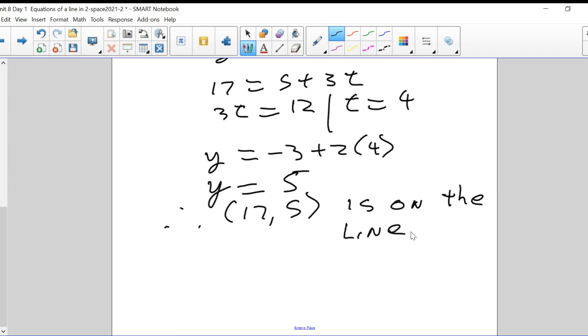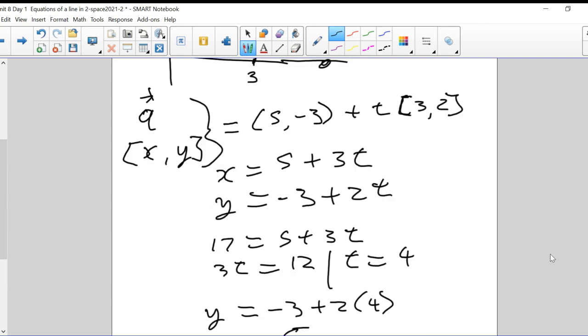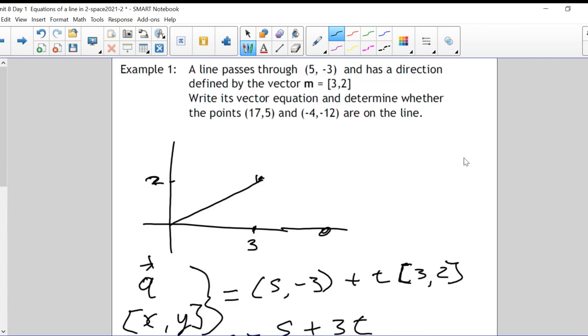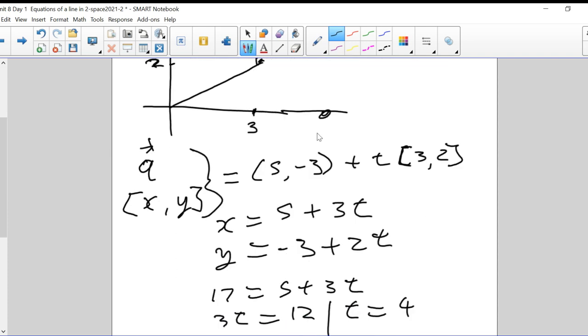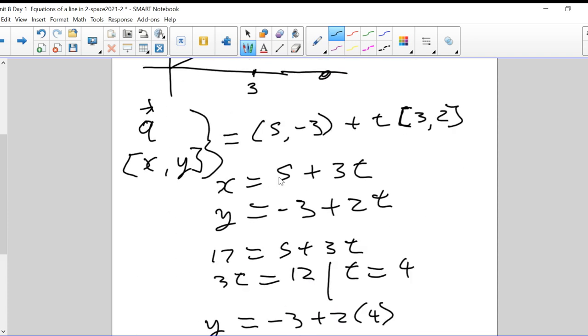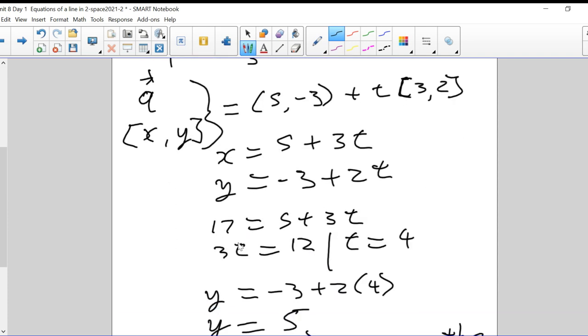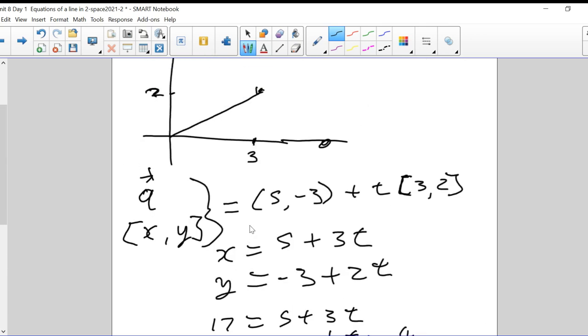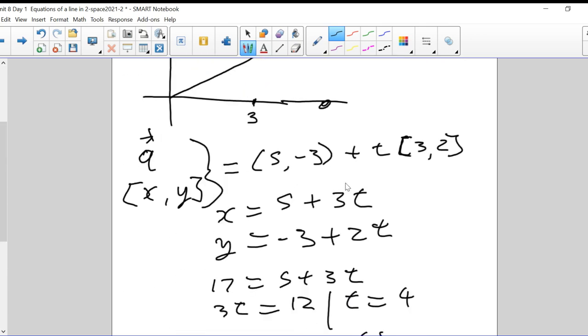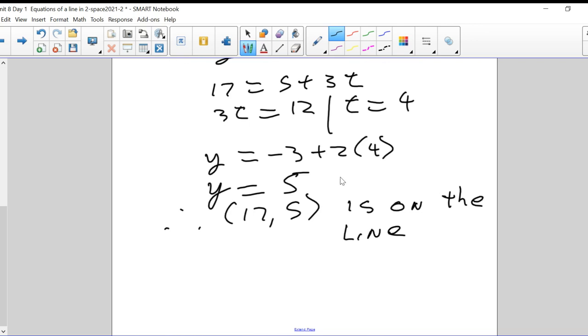Well, we can do the same thing with the other coordinate. Is minus 4, minus 12 also on the line? Now, that doesn't mean we're going to use 4 again, because it may be a different t value that allows us to get this particular point. So just as we did here, where x was equal to 5 plus 3t, I'm going to set my x to be equal to minus 4 and solve for t.